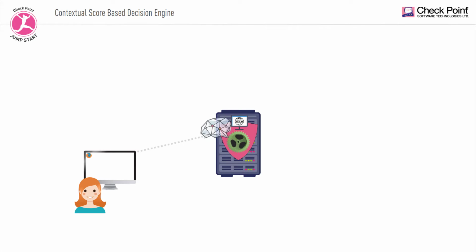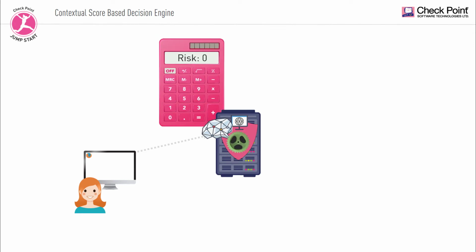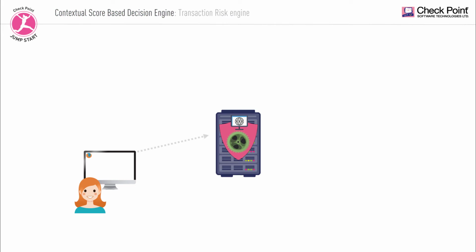AppSec uses contextual analysis, which combines the risk analysis of multiple engines to determine if the transaction with a target application is legitimate or not. Those engines include a transaction risk engine, which breaks the transaction into small elements called attack indicators, which are then examined by a dedicated machine learning algorithm to make the decision to block or allow.